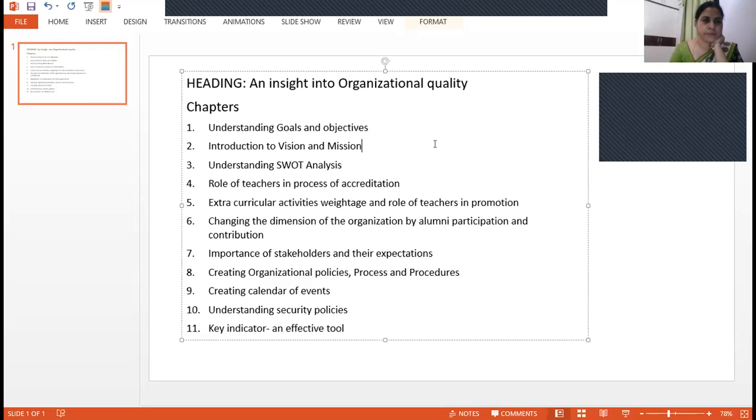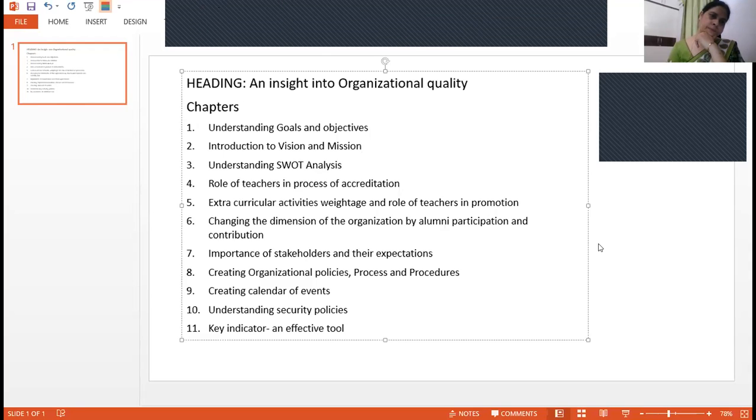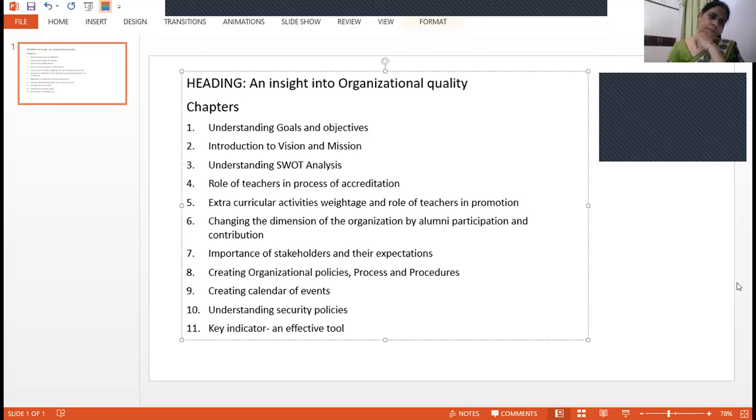which plays a very significant role is the role of ICT. I think in future, in organizational quality, ICT is also going to play a very significant role. We can consider technology in teaching and governance. Right, we have technology in academics and governance.